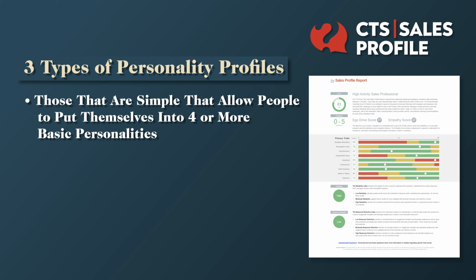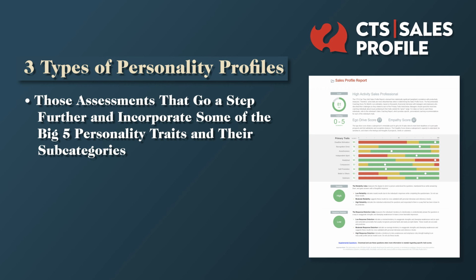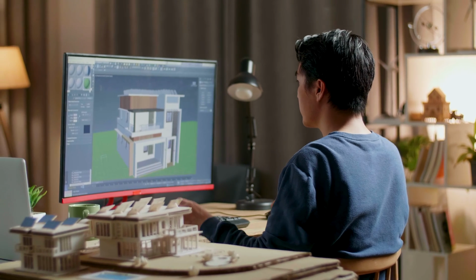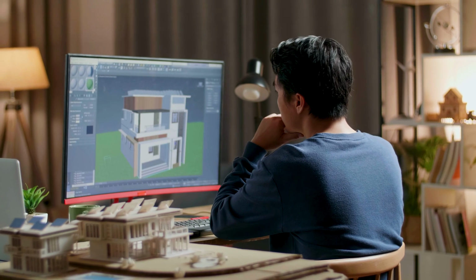First, those that are simple, like the ones I've mentioned, that allow people to put themselves into 4 or more basic personalities. Second are those assessments that go a step further and incorporate some of the big 5 personality traits and their subcategories, like extroversion, agreeableness, conscientiousness, neuroticism, and openness to experience, each of which tend to show up in various degrees depending upon certain careers, like in entertainment or engineering.